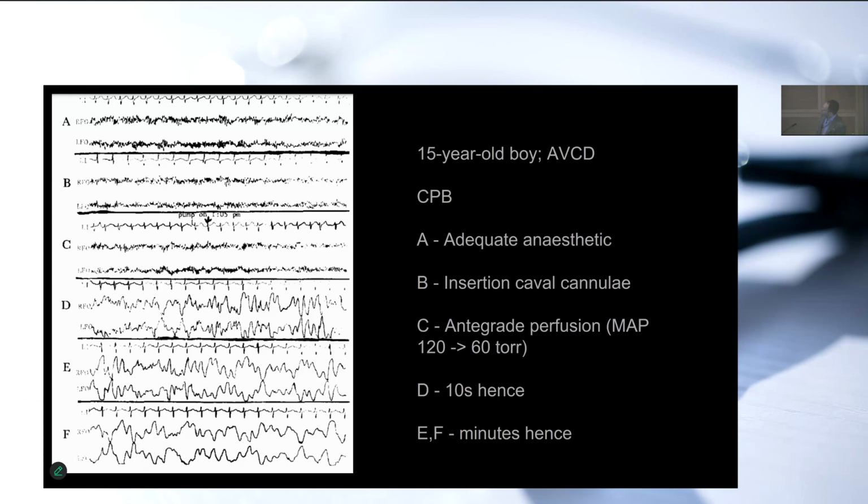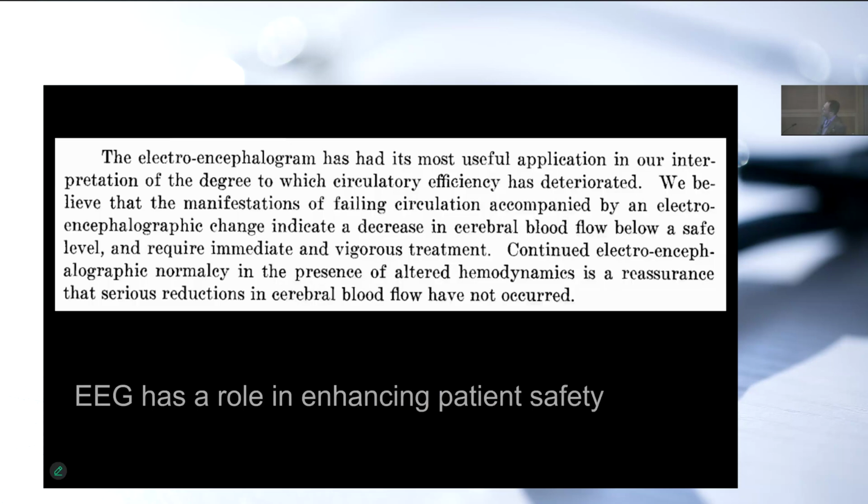15-year-old kid with an AV canal defect. Here he has an adequate anesthetic. They insert the caval cannulae. They go on antegrade perfusion here, but the blood pressure at that time is relatively low. They start to get slow activity. They improve the parameters, and then everything starts to normalize. So they really were using this to be more precise about their conduct.